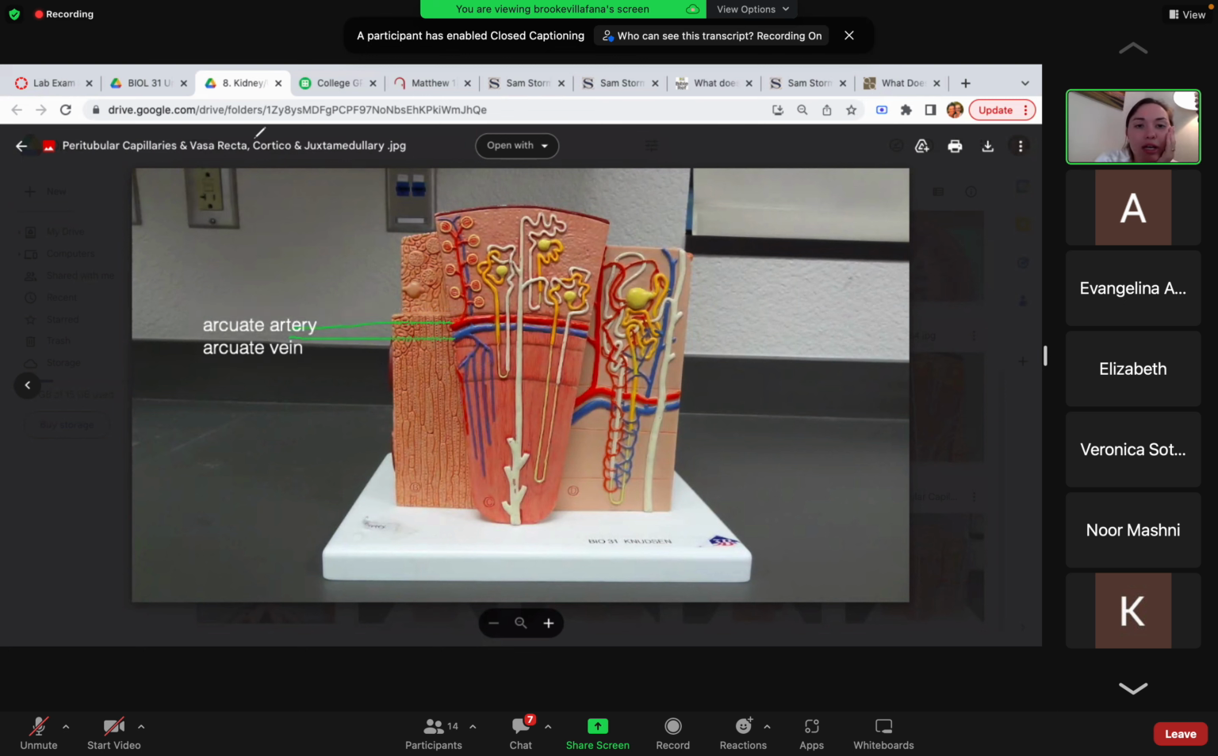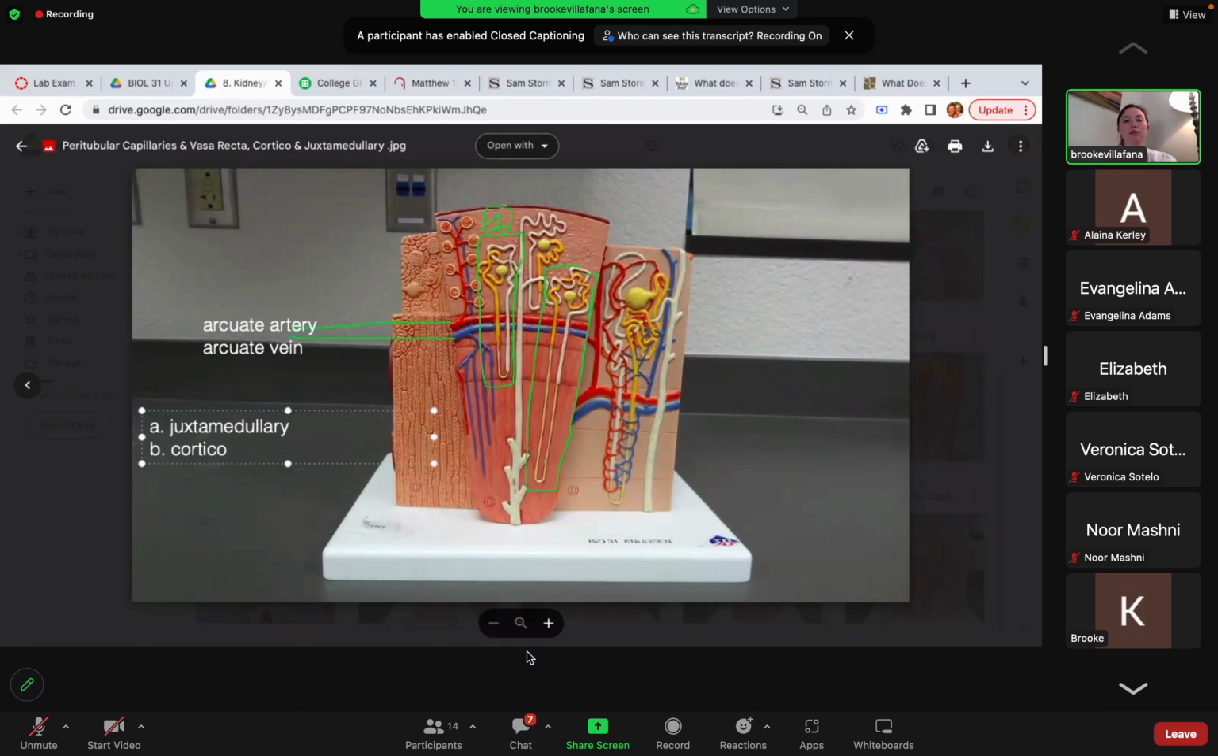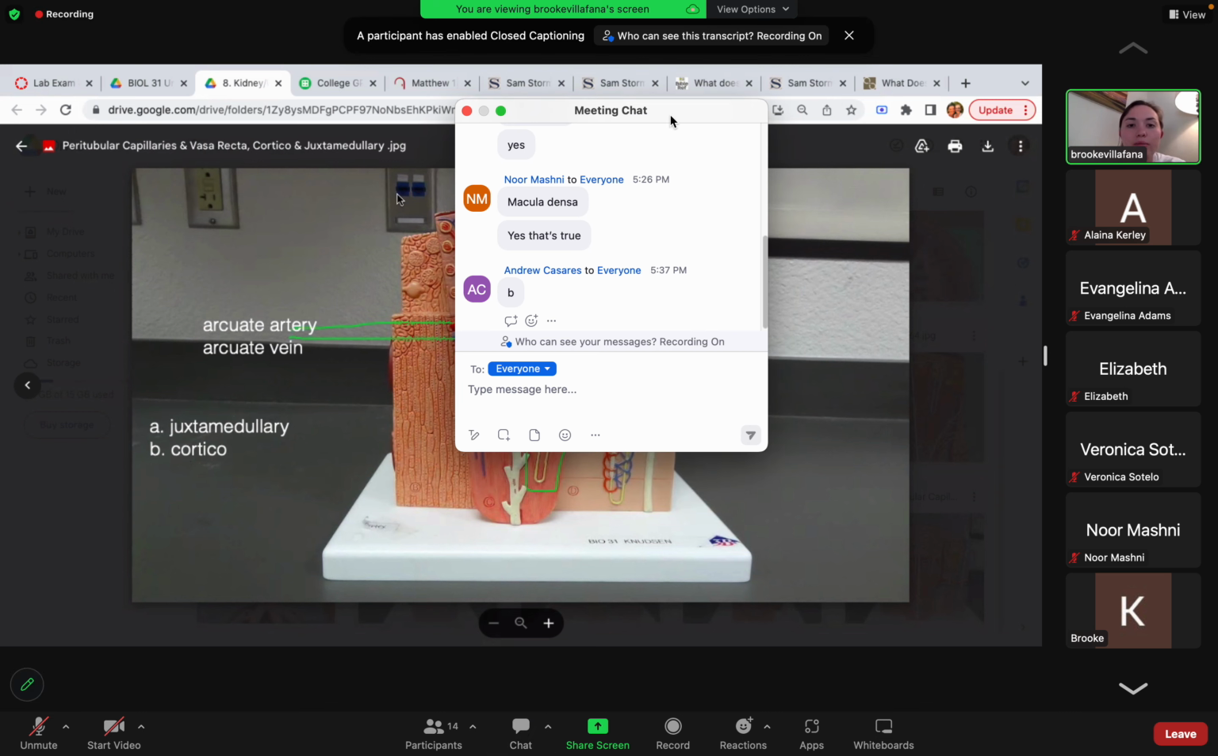Then we have our two different types of nephron. Remember, there's two different types. This is going to be which type, and this is which type. So let's number them. Okay, so this is number 1. Is number 1 A or B? So you have your two options. So let's all answer: is 1 A or B? Is it a juxtamedullary or a corticonephron?